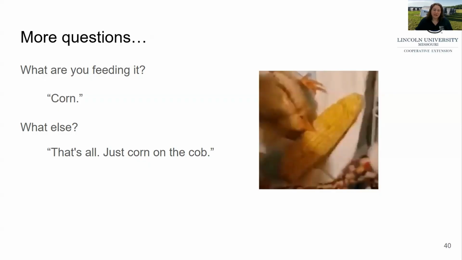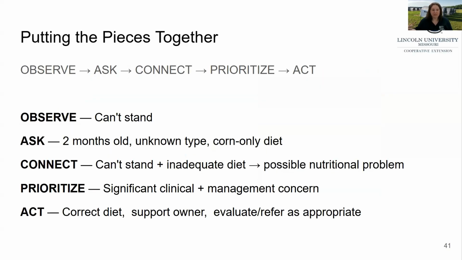Now, our understanding of this case has dramatically changed, and we've gotten to a very different set of possibilities than where we started when the owner said they think the chick's neck is broken. So if we put these pieces together, we see a bird that can't stand. It's young. We're not sure what type it is, but we do know that it's a corn-only diet, and no type of chicken is going to grow on a corn-only diet. It can't stand. That inadequate diet likely means a nutritional problem.